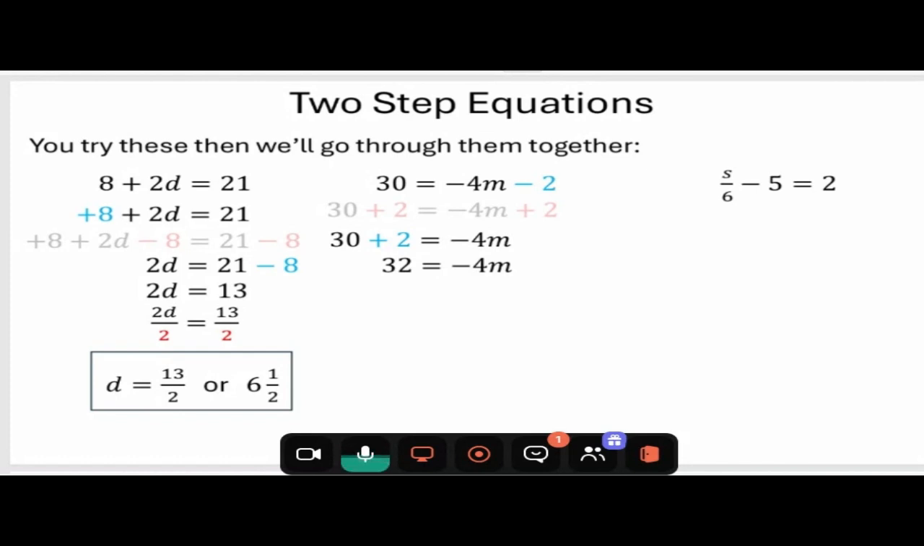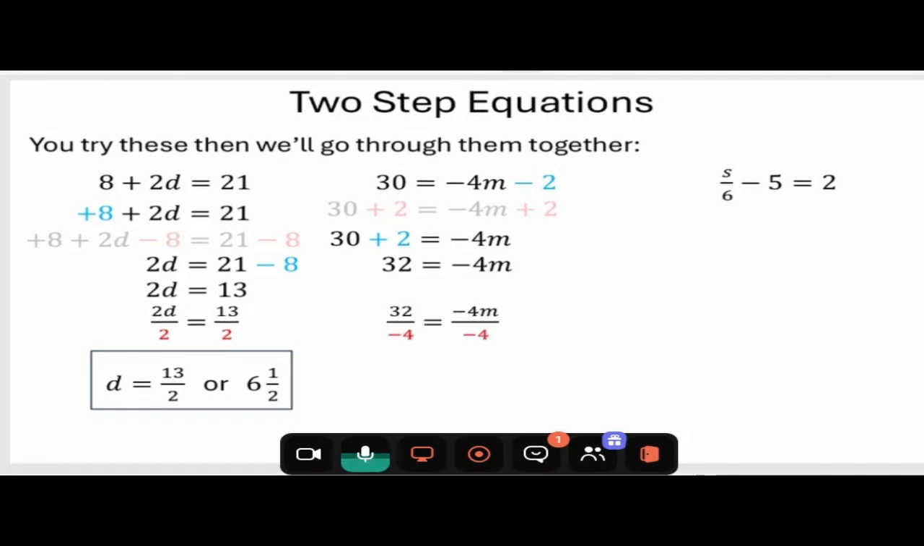And is the m by itself yet? No, it's not. There is still a negative 4 with it. Is that a subtracted 4? No, it's not a subtracted 4. That is a multiplied negative 4. Big difference, because we get rid of a multiplied negative 4 by dividing by negative 4 on both sides. On the right side, everything cancels and you just have m. On the left side, you have negative 8. And you can leave it like that if you want. Normally, we'd probably turn it around there and say that our answer is m equals negative 8.